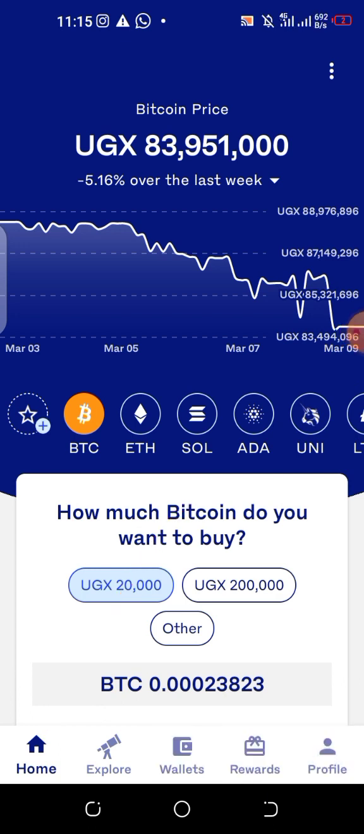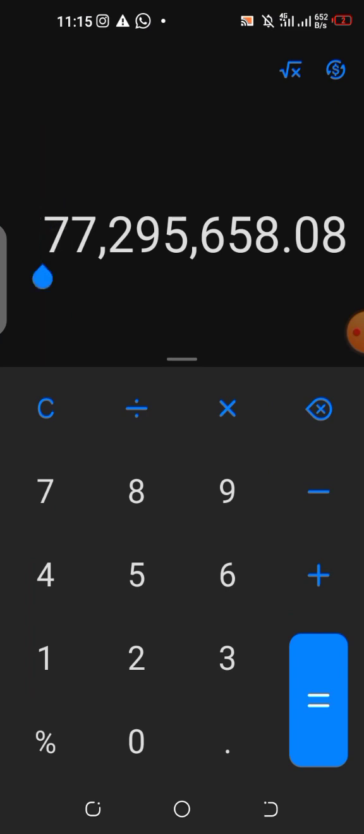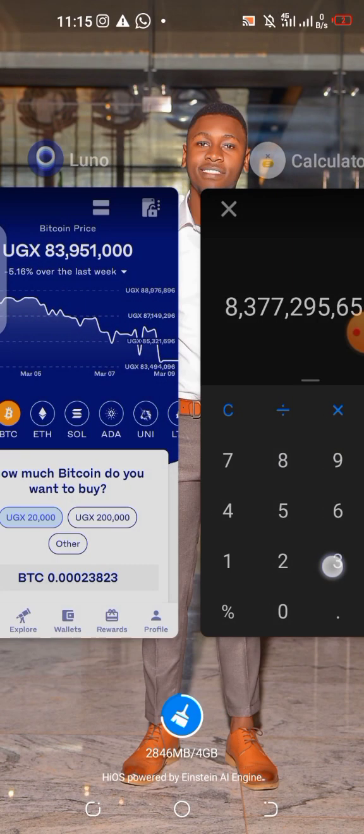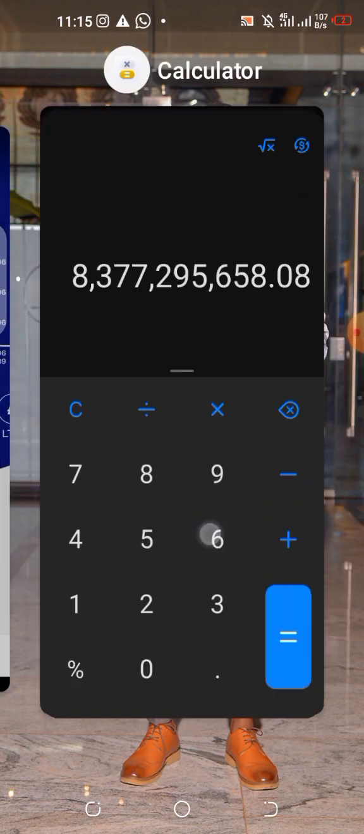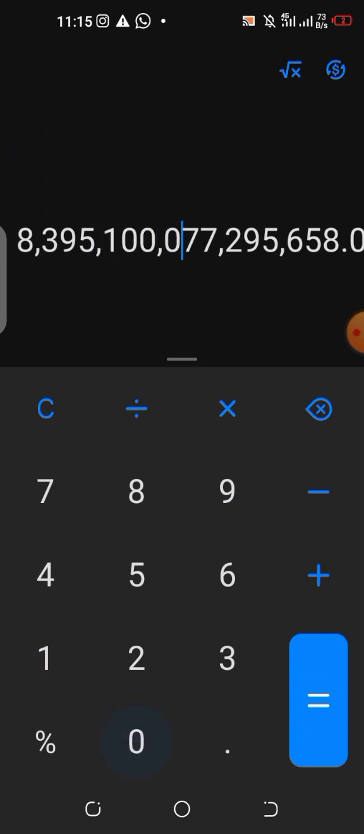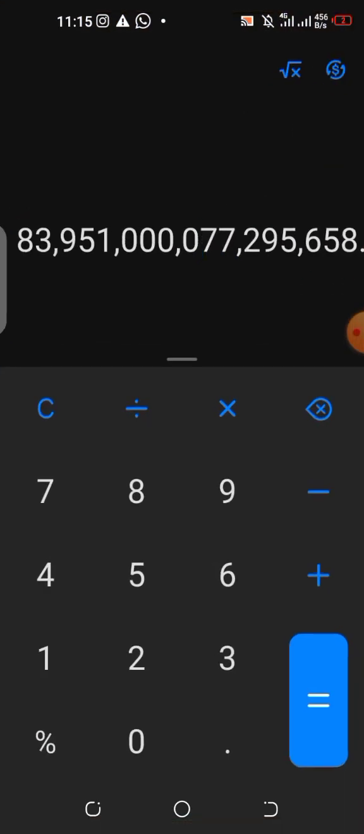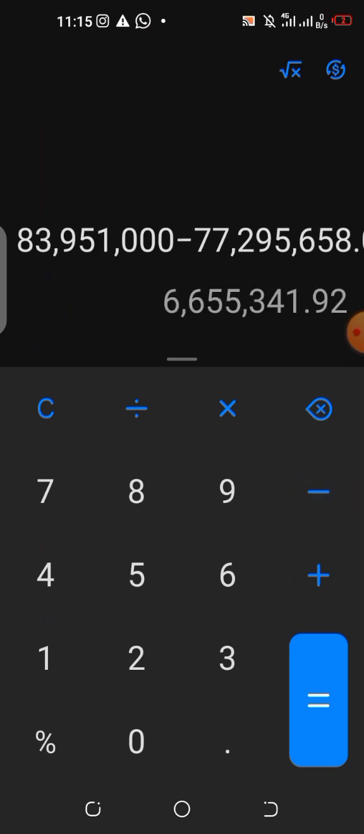So you see the BTC price. The BTC price is 83,951,000. So let us write it here, so you see the difference. It is 83,951 and 3 zeros. So I think you already see the difference now. When you put a minus sign, there is a difference of 6 million.